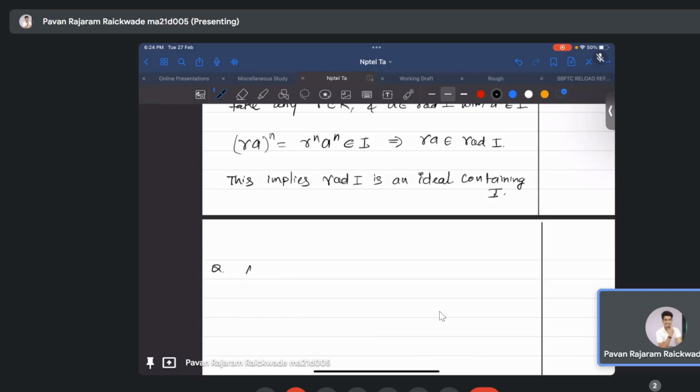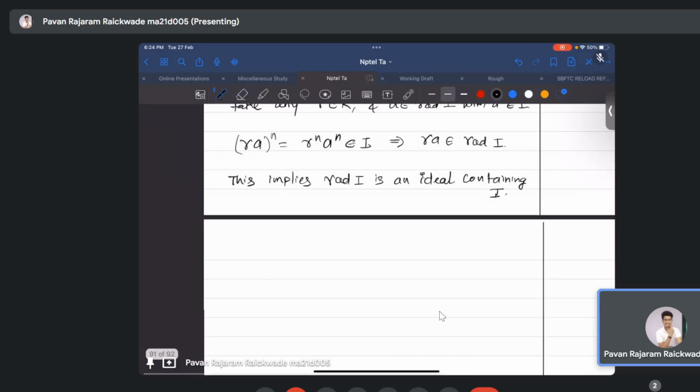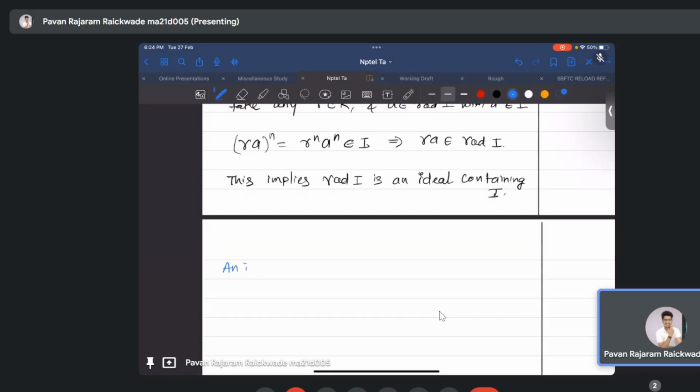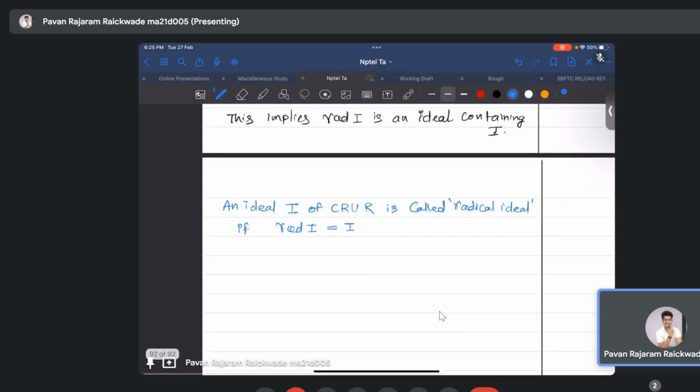First of all, this is a definition. An ideal I of a commutative ring with unity R is called a radical ideal if rad I is the same as I. Okay.